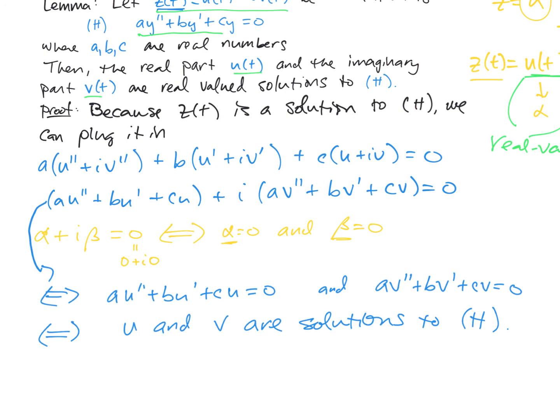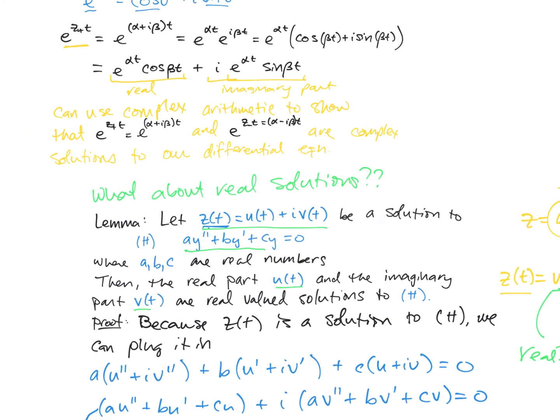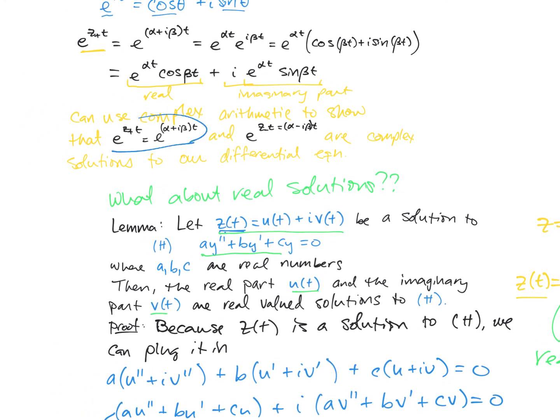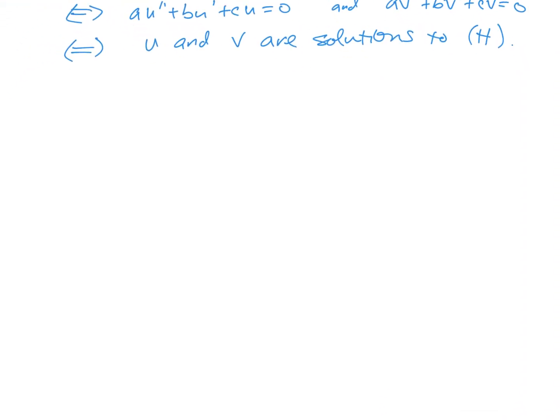So the point here is that if we are given a complex solution, which we had, because remember we found some complex solutions up here, that means that we can also find some real valued solutions. In particular, these guys right here. So if our e to the z plus t and e to the z minus t are solutions, then we can find these real valued solutions. And let me write that out this way.